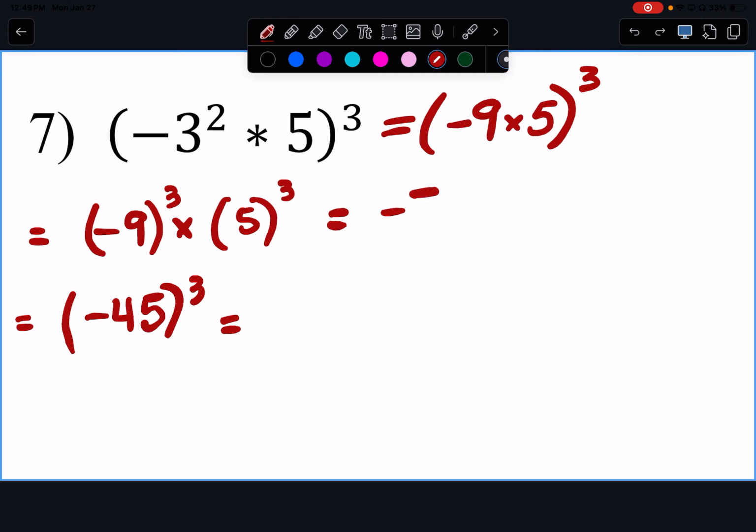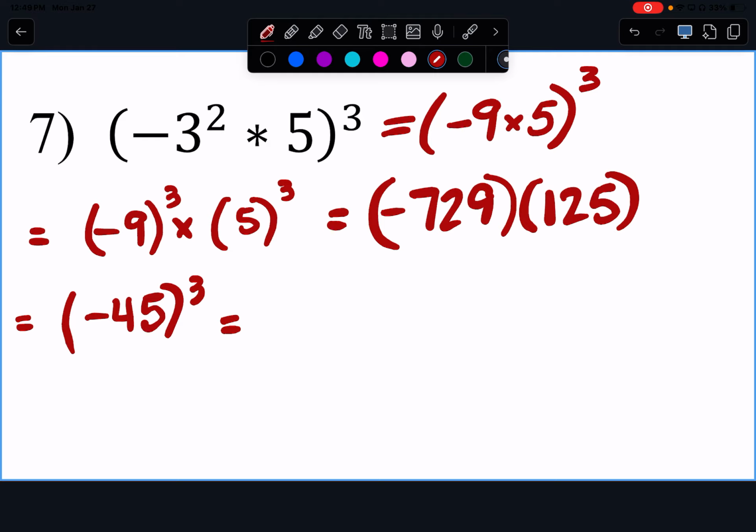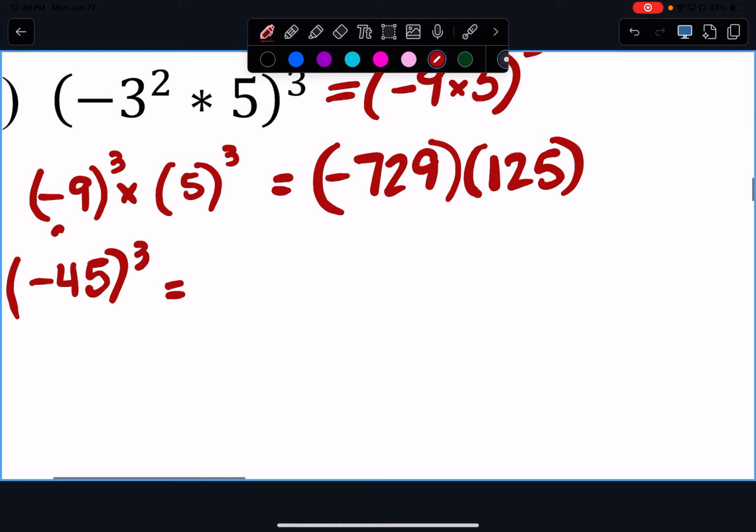You do get negative 7, what was it? 29 times what? I did not get that. 125. If you do it the first way, you'll get that first. But if you do it either way, what would be the final answer for both of them? 191,000 and then 125.